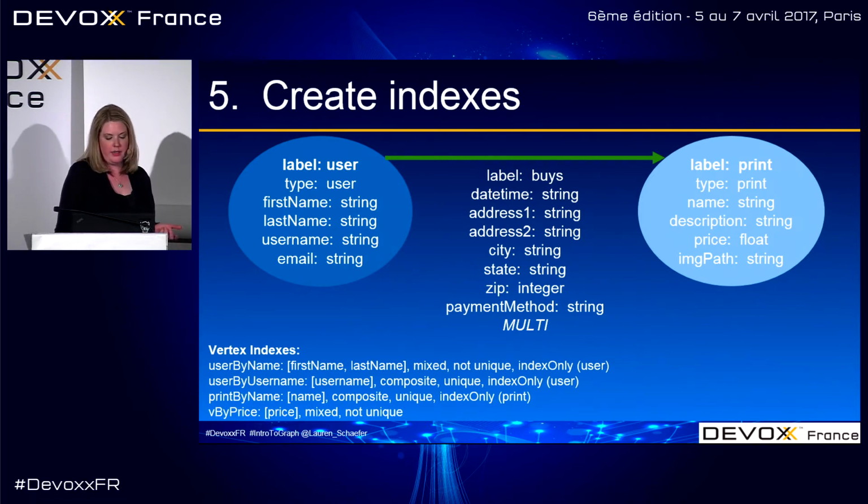Next thing is whether we want the index to enforce uniqueness. So a username needs to be unique, so I set that. But a user by name, the first name and last name, don't necessarily have to be unique. We might have more than one user named Jane Doe, and that's fine.